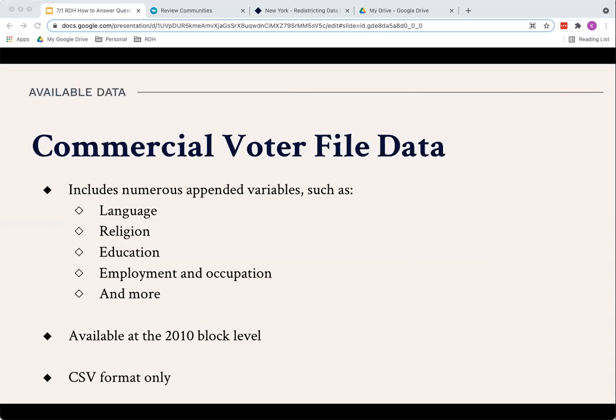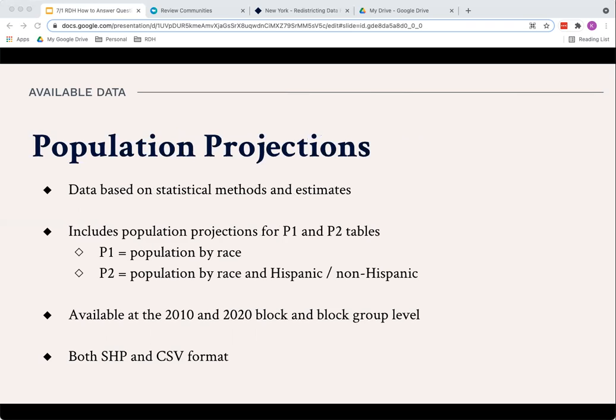We also have commercial voter file data with commercial data appended. There is a lot in here, so it is worth exploring. It includes information about language, religion, education, employment and occupation, and much more. Again, like the voter file data, it is available at the 2010 block level, but we plan to have it available at the 2020 level as soon as possible.